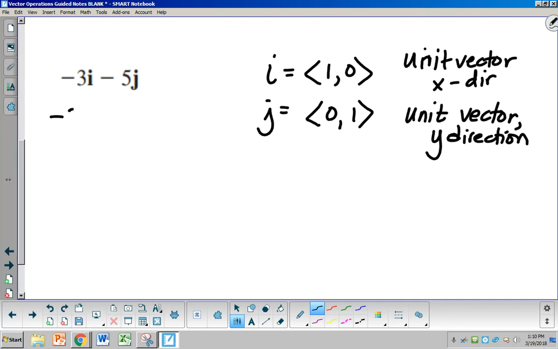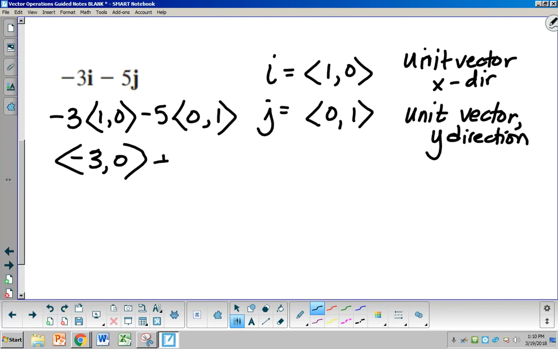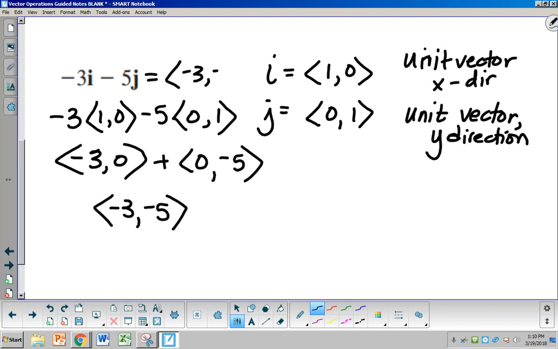So I can rewrite this as 3 times 1 comma 0 minus 5 times what? 0 comma 1. And I could multiply that in and get negative 3 comma 0 plus 0 comma negative 5. And now what could I do? Add them? And we get what? Negative 3, negative 5. So this is just a fancy way of saying, taking the coefficients, negative 3 comma negative 5. That's all that is, okay?